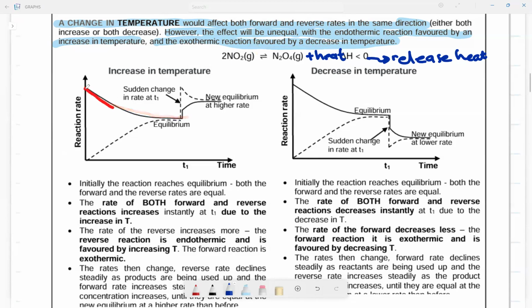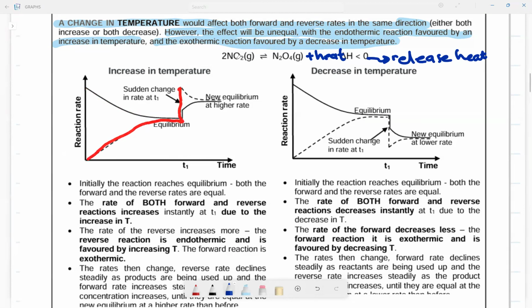Sorry, let me repeat that. This is the forward direction. Then after a time, it increases. After T1, there is an increase in temperature. Can you see that? But can you see it is shorter than the reverse reaction equilibrium? But now at time T1, there is an increase in temperature. It increases the most. Okay?